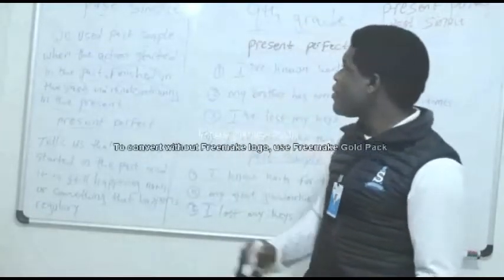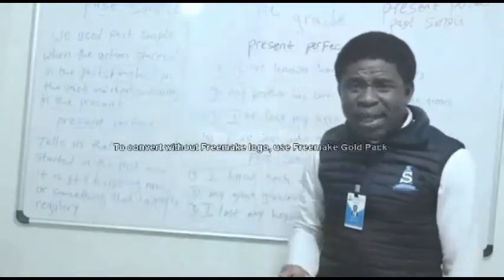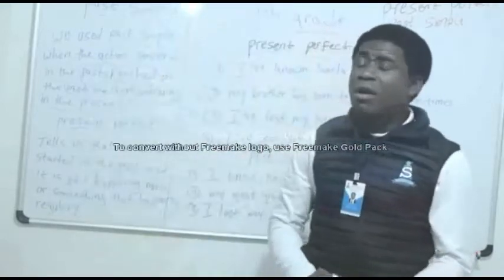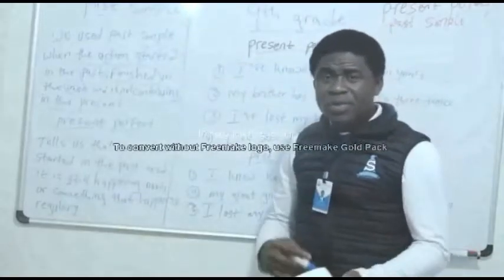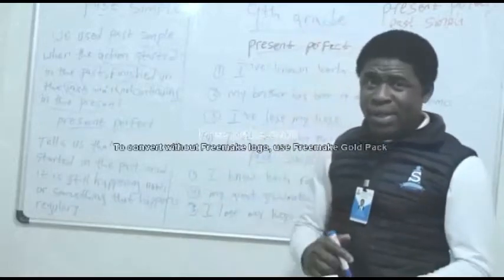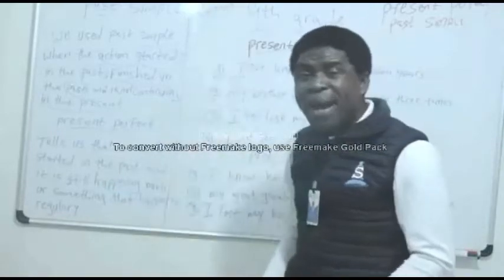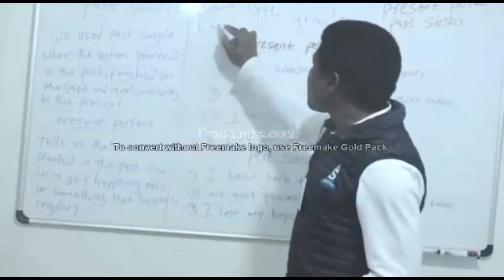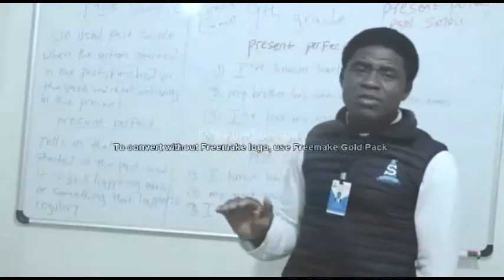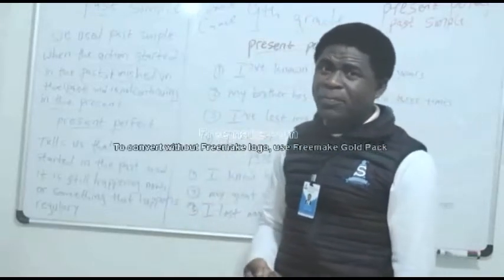Example, play. When we say play, the past tense of play is played. This is the regular verb. The irregular verb, it changes in its form. Example is come. When we say come, the past tense of come is came. So these are the basic things you need to understand when we talk about past simple.